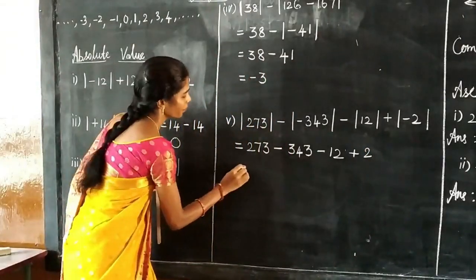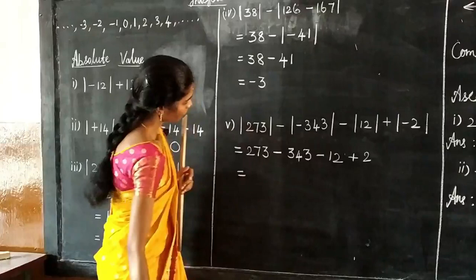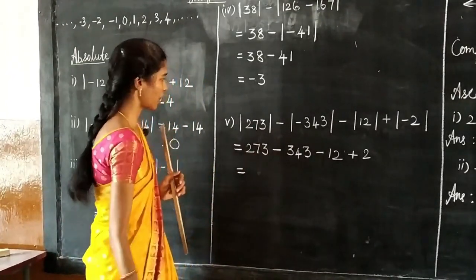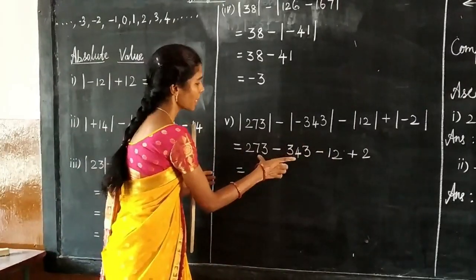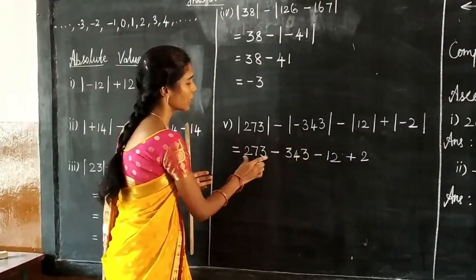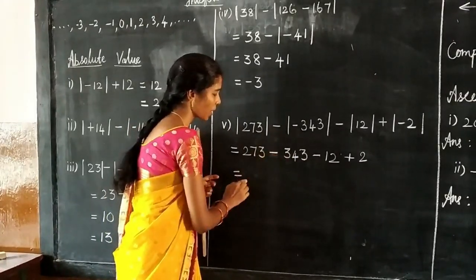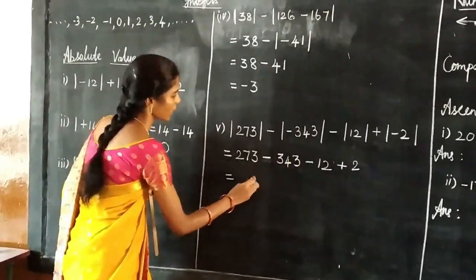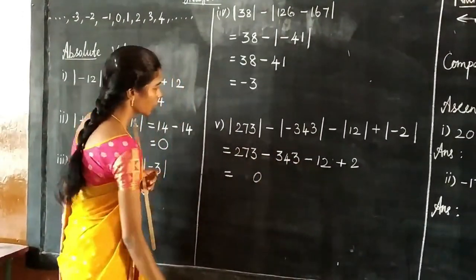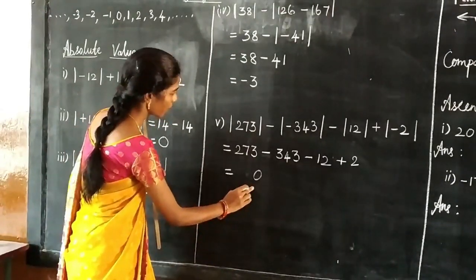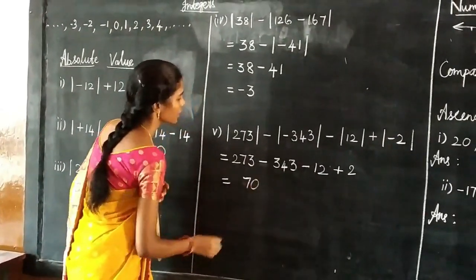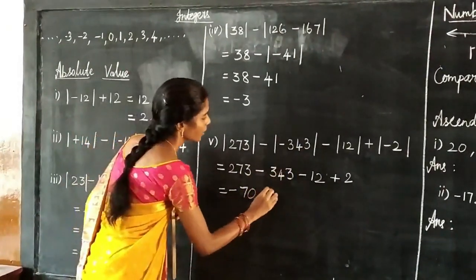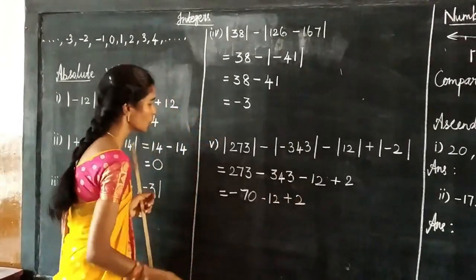So we collect the positive numbers together, then negative numbers together. Otherwise you can do directly. You can subtract 273 minus 343, then the sign of the bigger number you have to put here. So if you subtract 273 from 343, what will you get? 3 minus 3, 0, then 14 minus 7, so 70. The sign of the bigger number is minus, so minus 70, then minus 12 plus 2 as it is.